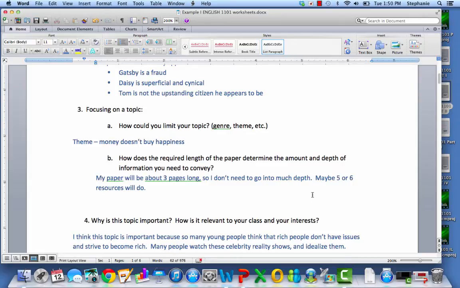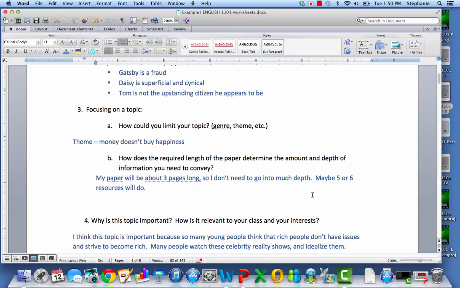Since this is an English 1101, some of the things you can limit it by are genre, theme, maybe symbolism, that kind of thing. So in my pretend paper, I'm going to limit it to the theme that money doesn't buy happiness. Because in the end, everybody's in a rough spot.